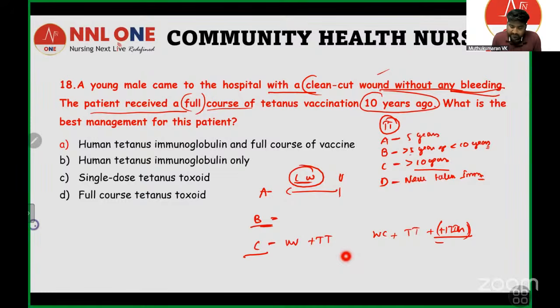First, we have to identify which category the patient is. Ten years ago it is given, and it is a clean cut wound without any bleeding. Clean wound, they have told. So it is C category.